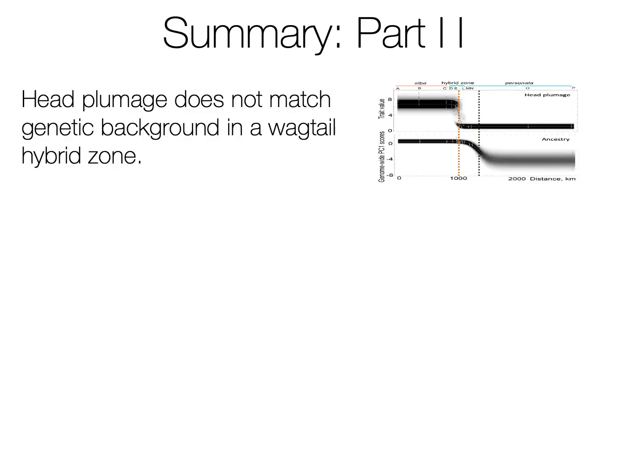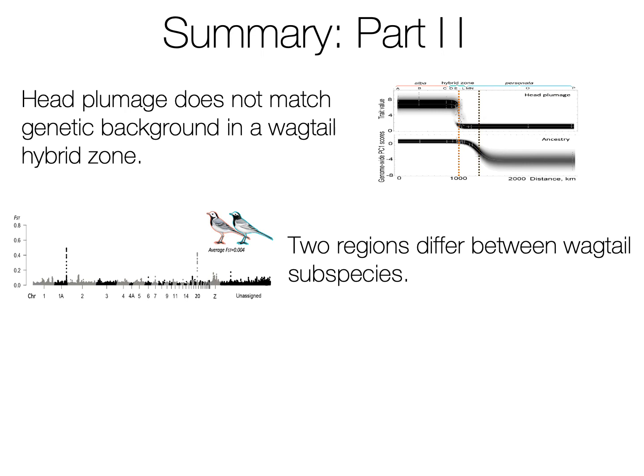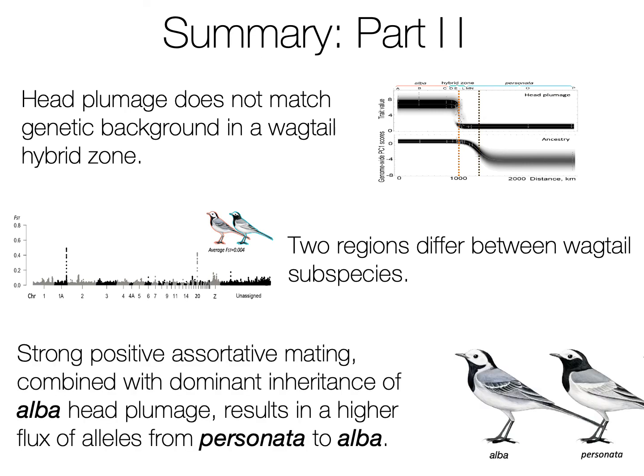So to summarize this part of the talk, head plumage does not match genetic background in this wagtail hybrid zone. We found two regions that differ between the subspecies, and we think that this strong positive assortative mating, combined with dominant inheritance of head plumage, results in a flux of alleles from personata to alba, which allows that pattern that we showed to exist.